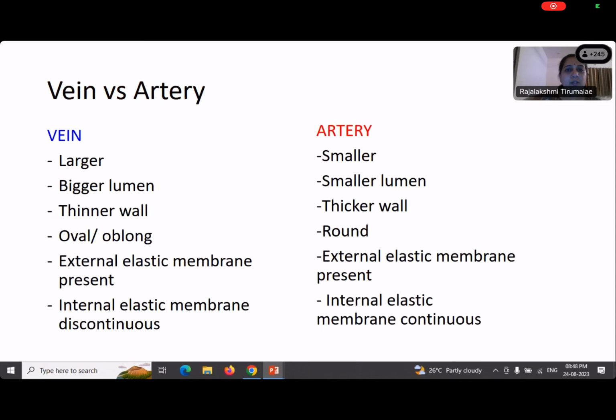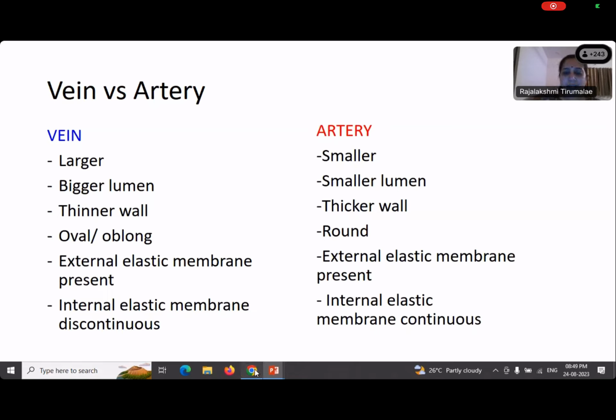So in that case, what are the clues that help you? So here's the list. A vein usually has a larger lumen. It's more oblong or oval, whereas arteries have a smaller lumen and thicker wall. They are round in contour, provided you're seeing the transverse section. And of course, we give a lot of importance to the presence of a continuous internal elastic lamina. Where do you see that? You see that in an artery.